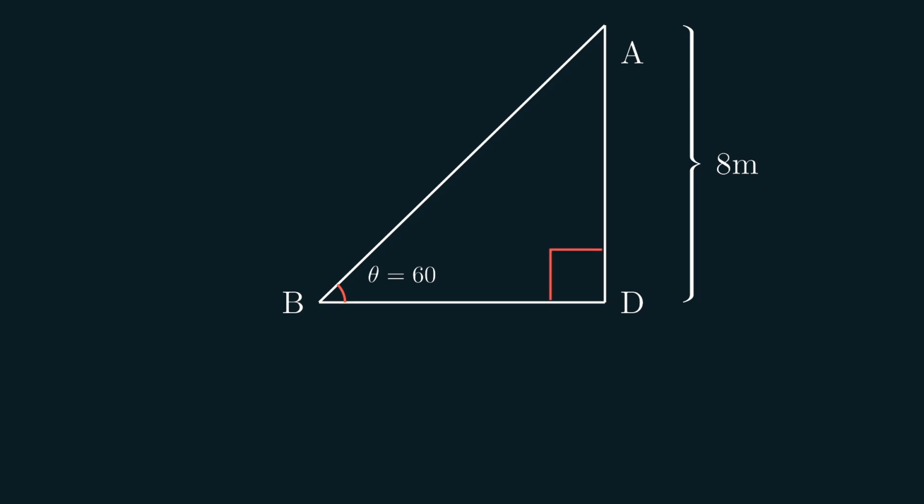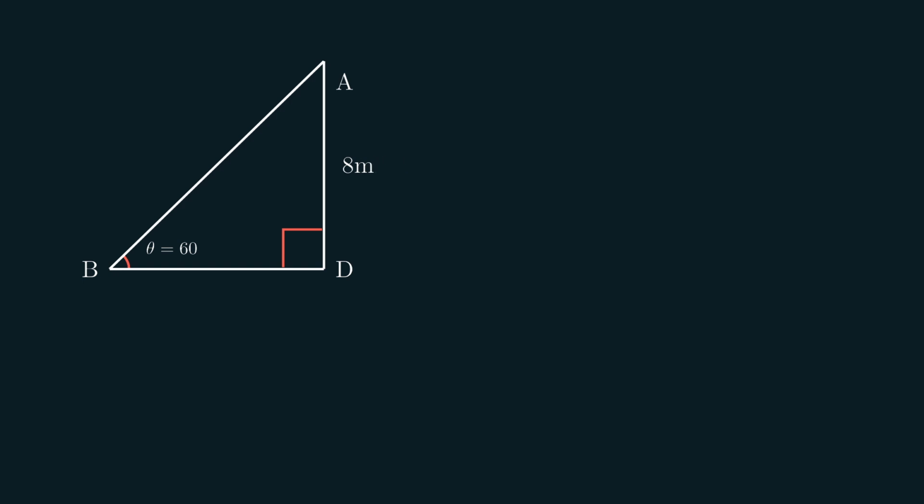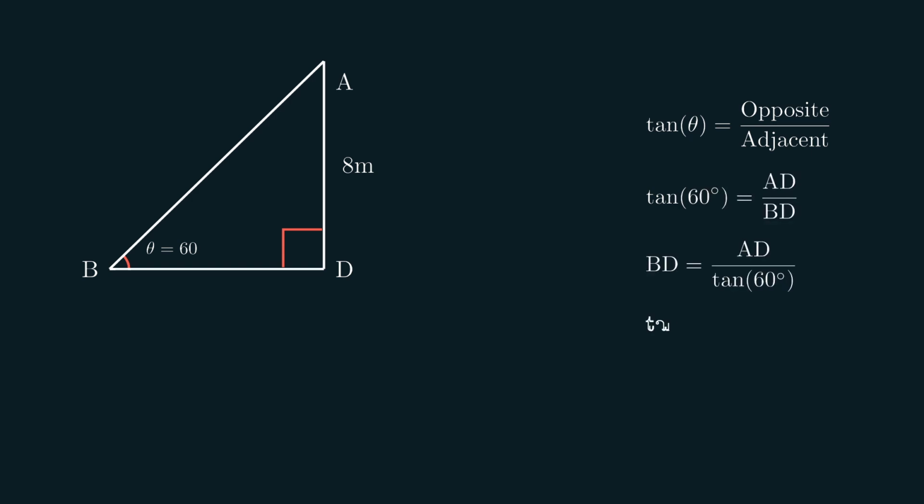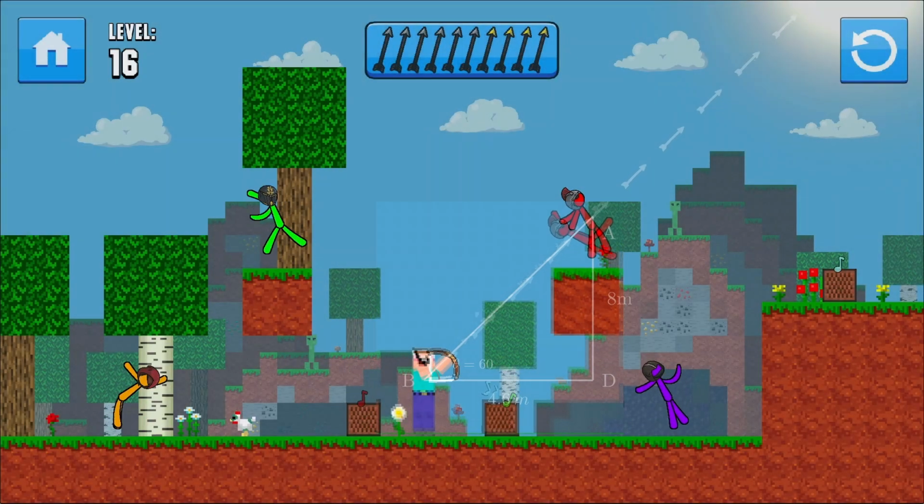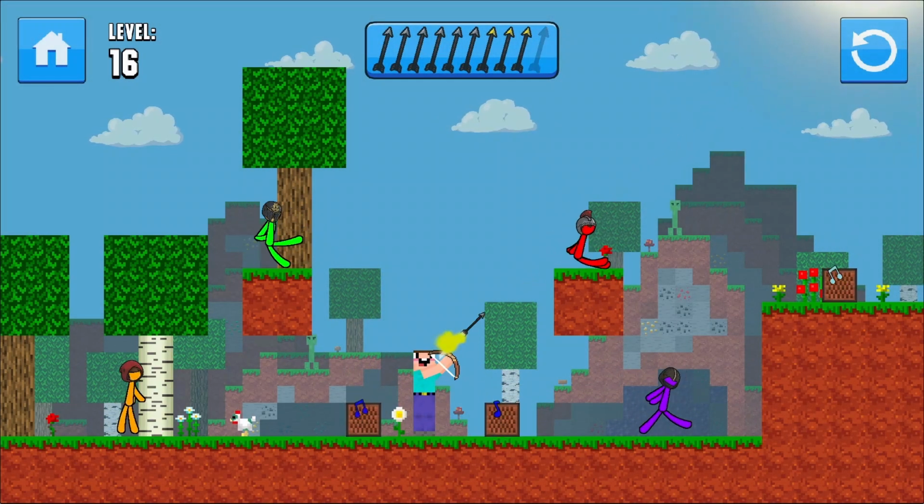Here angle BDA is 90 degrees. So our hypotenuse is AB, opposite will be AD, that is 8 meters and adjacent will be BD. This means that we know our opposite and we wish to find the adjacent. So we will make use of tan theta. Tan theta equal to AD by BD. BD equal to AD by tan 60. Tan 60 is 1.732. So BD equal to 8 by 1.732, which is almost 4.6 meters. So we need to stand at a distance of 4.6 meters and then headshot.